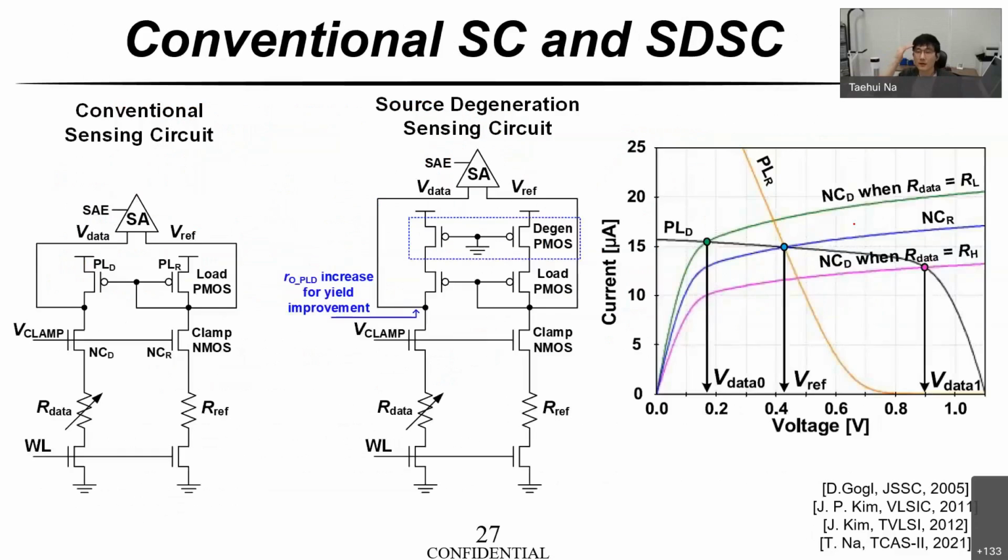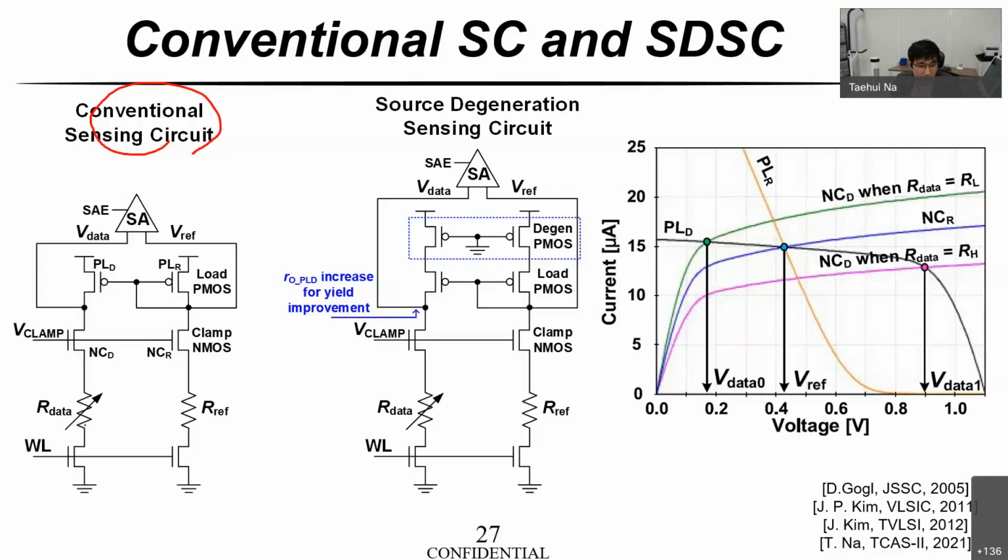Okay, so now let's briefly see the conventional sensing circuit and the improved version of the sensing circuit. So now it is the circuit technique. If we see this circuit diagram, maybe if you are quite familiar with circuit design, then you can easily see the operation of this circuit, because it is very similar to the basic circuit diagram of the common source amplifier that you've learned in the microelectronics class, in the undergraduate class.